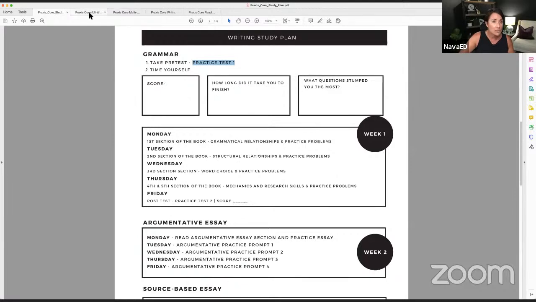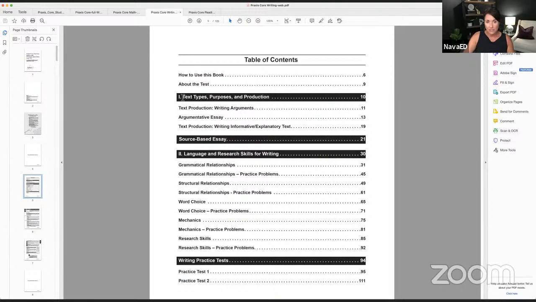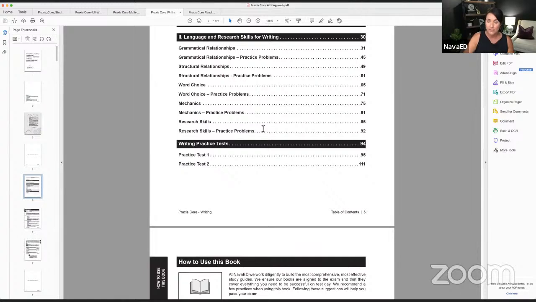So let's go to the writing here. All right. Now, again, it's going to start with, you can see here, text types and purposes, and this is the argumentative essay and the source-based. I'm going to skip down for now, and I'm going to start with our multiple choice.